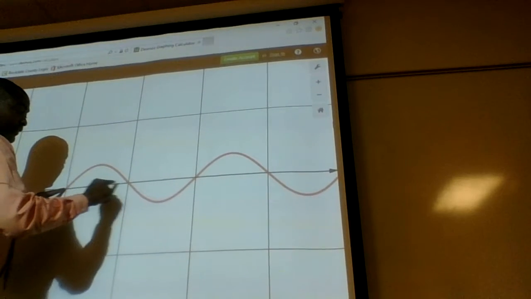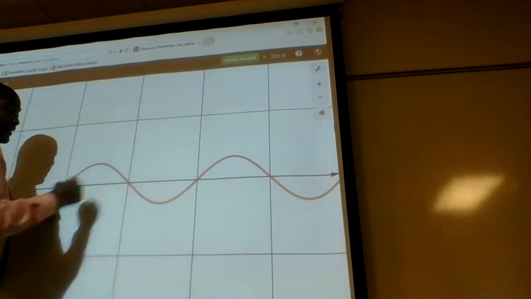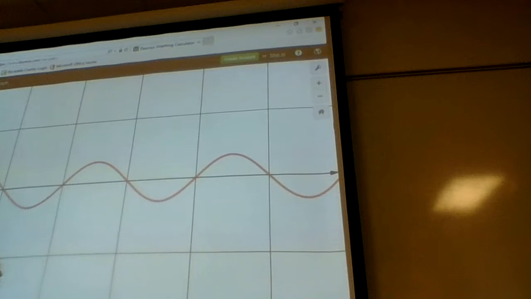It starts at 0, it comes across, you have your top half and your bottom half. The two halves together make the unit circle. If I was to turn this around and put it over there, I'll have a unit circle.